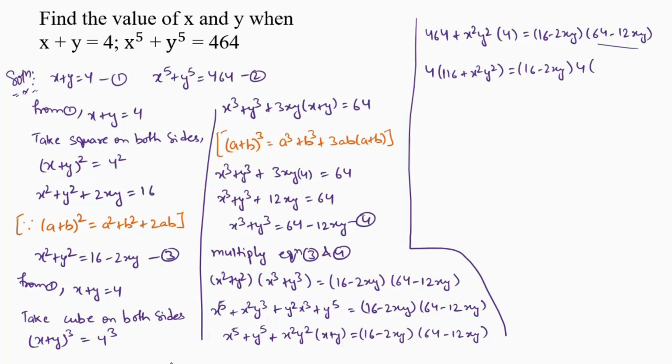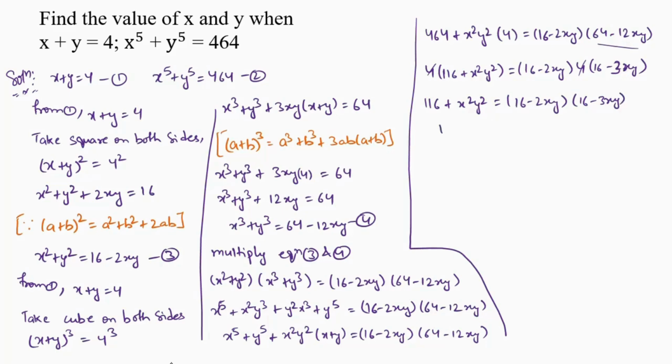We get 16 minus 3xy. So 4 and 4 cancel out. We get 116 plus x square y square equals to 16 minus 2xy, and in the second bracket we have 16 minus 3xy.